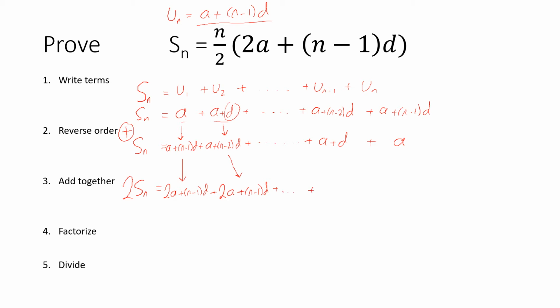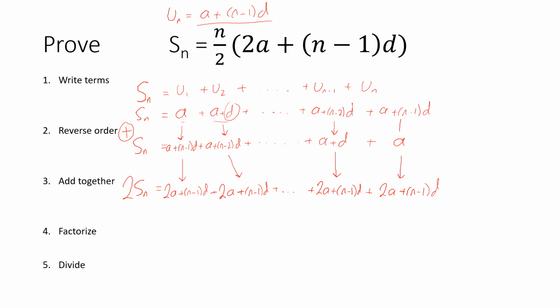Middle bits, who knows? We do the same sum here, so we're still going to end up with 2a plus n minus 1 lots of d. And we do the same sum here, and we're going to end up with 2a plus n minus 1 lots of d.